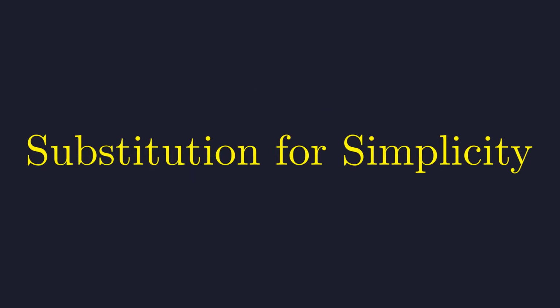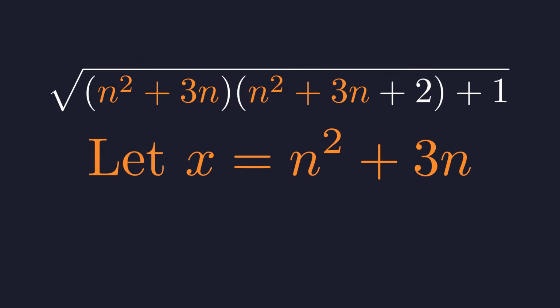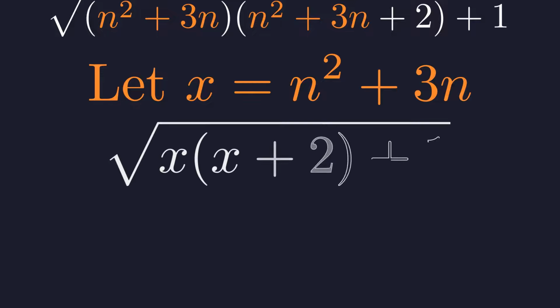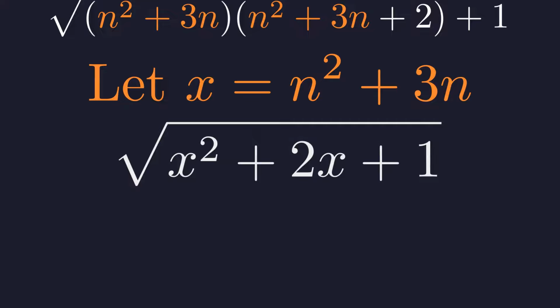This common expression allows for a powerful substitution. Our current expression has a repeated component. Let us replace the term n squared plus 3n with a single variable to simplify the structure. We'll define x to be n squared plus 3n. Substituting x into the expression simplifies it dramatically. Expanding the terms inside the square root gives a familiar quadratic.